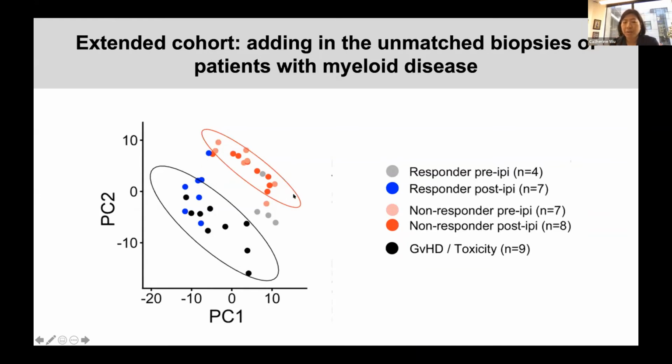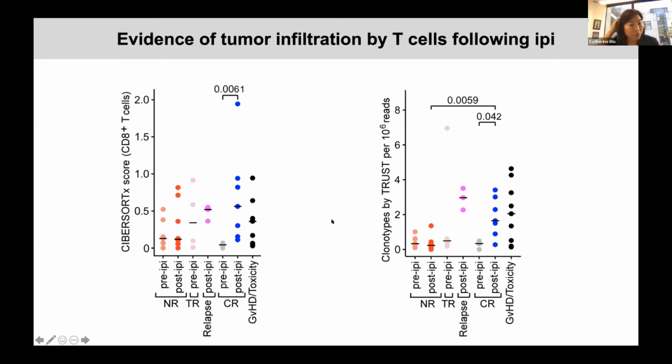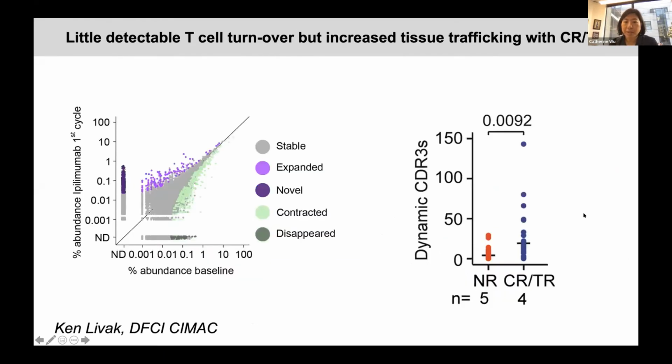And this seemed to support this idea of immune infiltration, which we further confirmed when we used different RNA sequencing tools, including CIBERSORT and TRUST, that allow us to look at the RNA sequencing data. And we could in fact see that those responders with ipilimumab seem to have greater infiltration of T cells following ipilimumab consistently across these two different tools. So that was actually exciting.